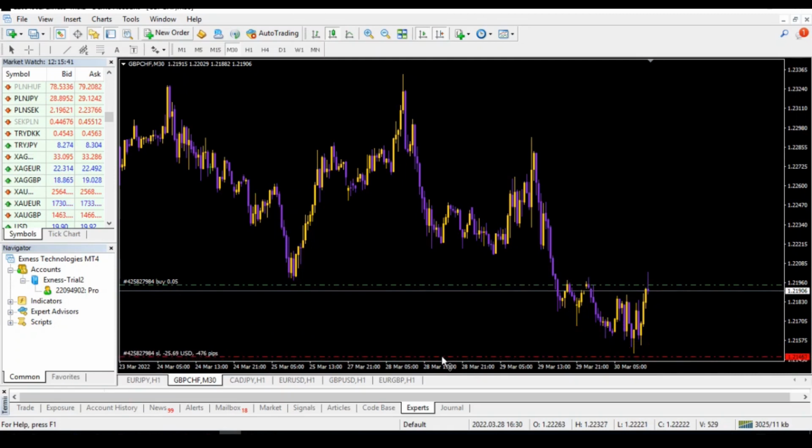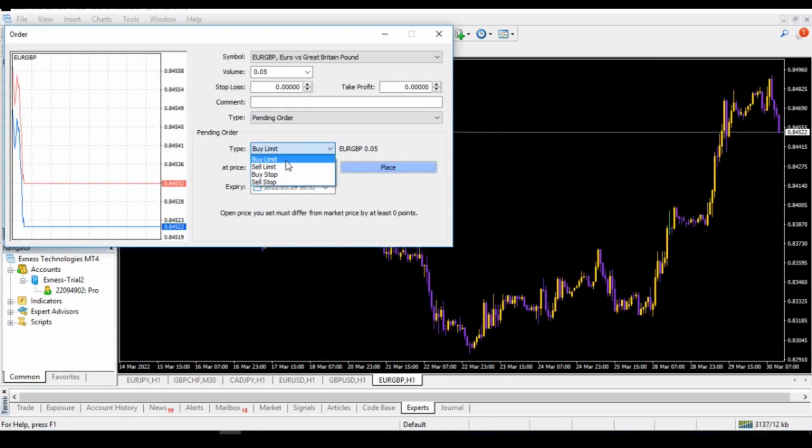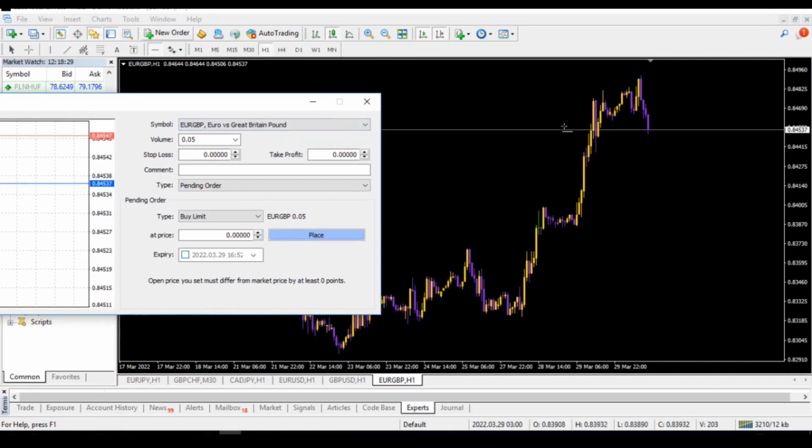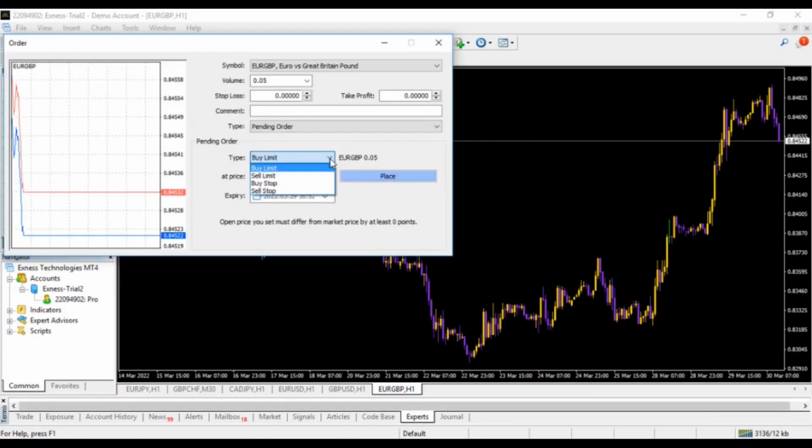Now, I'm going to be talking about the pending orders. That is the limit orders and the stop orders. So usually we use the pending orders when we want to be away from our trading platform. So we set the pending orders so that the trade can automatically trigger even when we are offline.